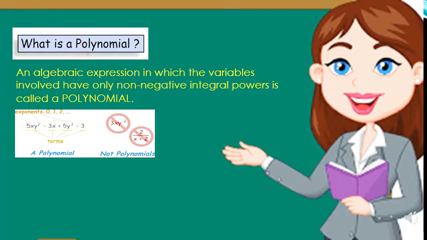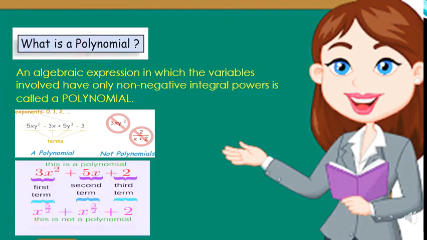You can see the example of polynomial in the left side, that is 5xy square minus 3x plus 5y cube minus 3. All the powers are positive and all the powers are positive integers. You cannot see any decimal or you cannot see any fraction, isn't it? So it is an example of polynomial. You can also see one more example. Make note of all these in your classwork without fail. Hope you all understood what is a polynomial.